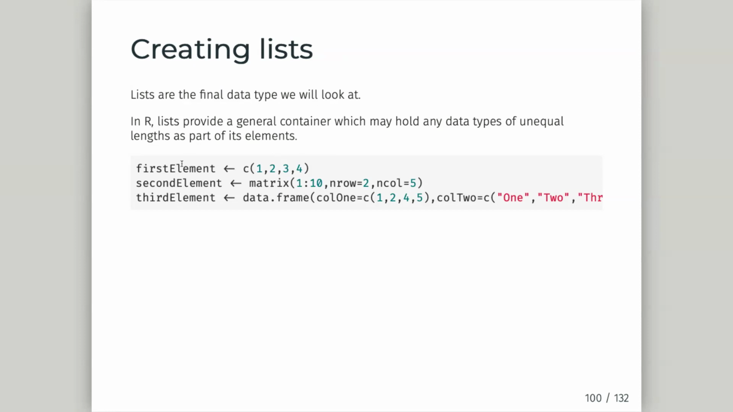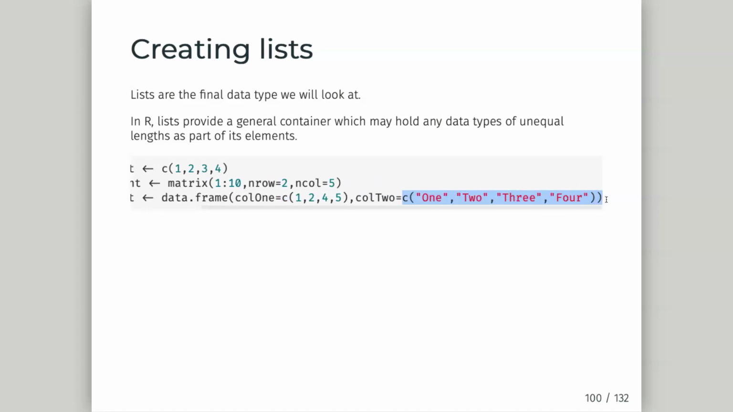We're going to do that by first creating our first element of our list. We're going to create a vector 1 to 4. I'm then going to create a second element, a matrix 1 to 10, 2 rows, 5 columns, filled by column. I'm not changing any of the defaults. And then I'm going to create a third element for my list, which will be a data frame. That's going to be 1, 2, 4, 5 in column 1, and then some strings in the second column.